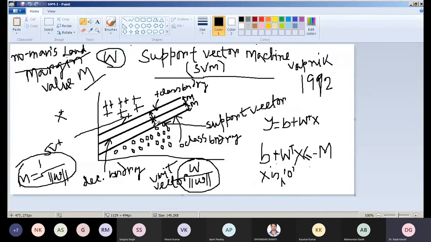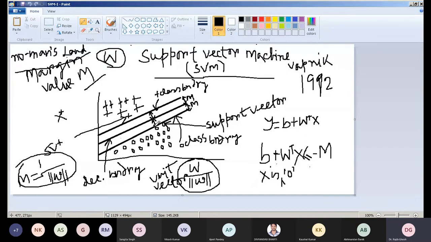Write down in this way. Give one subheading: how to derive the margin size, or margin value. Okay, give this subheading, then write. We will see the derivation. The process I am telling you, write down.